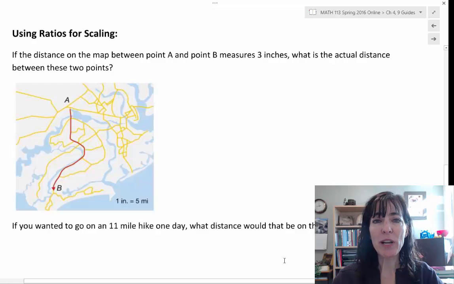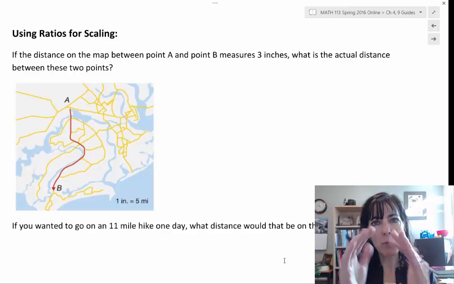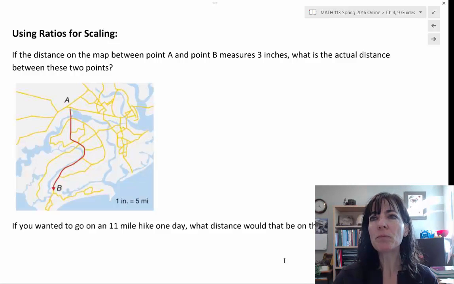We can also use ratios for scaling. And scaling is going from the actual ground, where you can walk from one place to another, to a map, which we show in a smaller region. And if we want to know the distance between point A and B on this map, we can measure it.